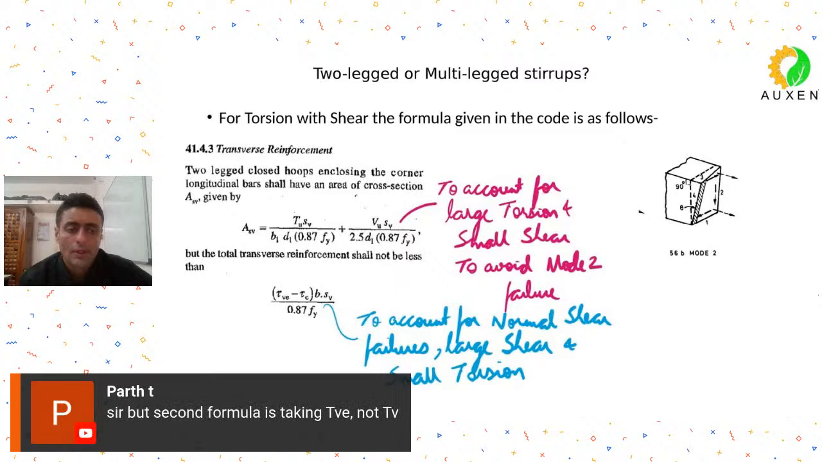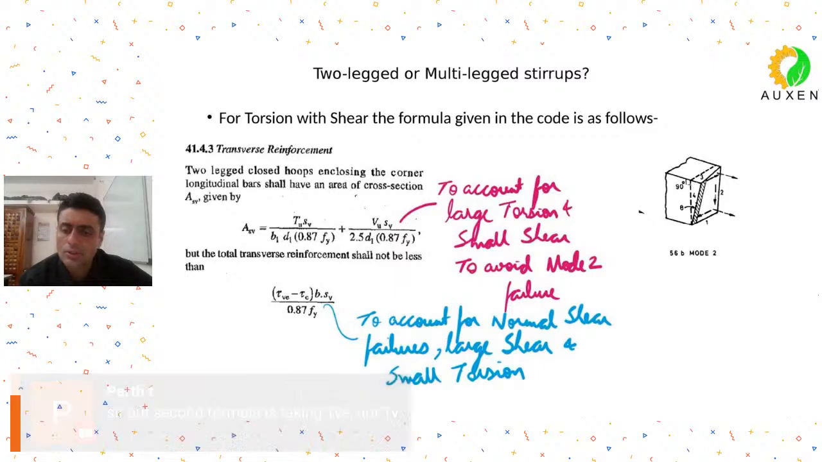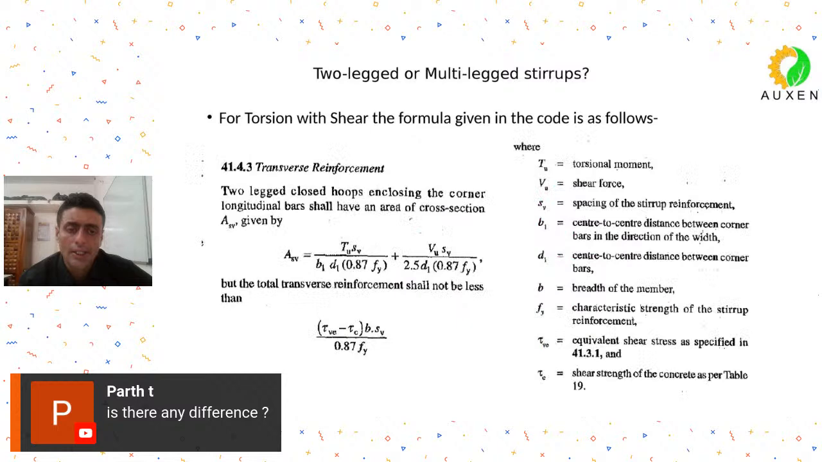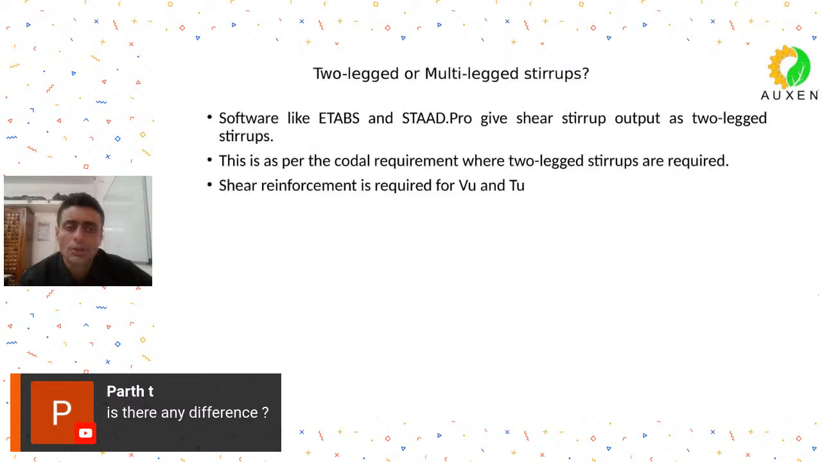Okay. Parth is saying, but second formula is taking tau VE, not tau V. Right. There's no problem with that because I told you that the second formula is critical when you have a high shear, low torsion situation.